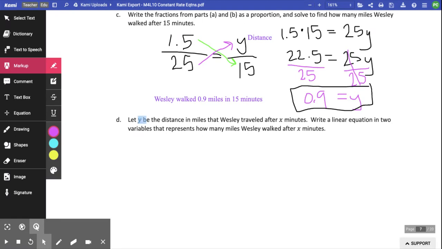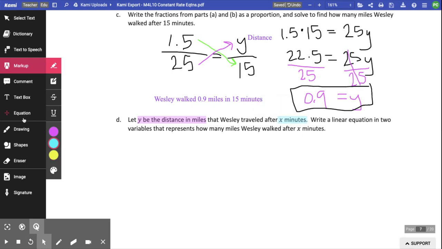So let y be the distance in miles that Wesley walks after traveling for X minutes. Remember, constant rate is distance over time. So distance is going to be the top or the numerator, and it's going to be the letter y. And minutes represents time, and that's the letter X. So that's going to go on the bottom of our fraction.